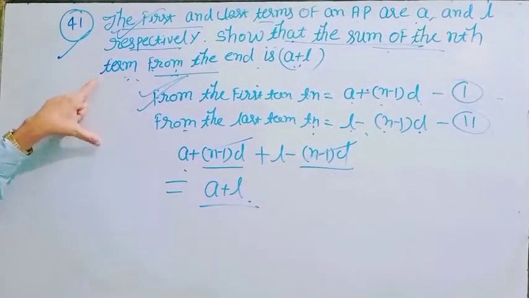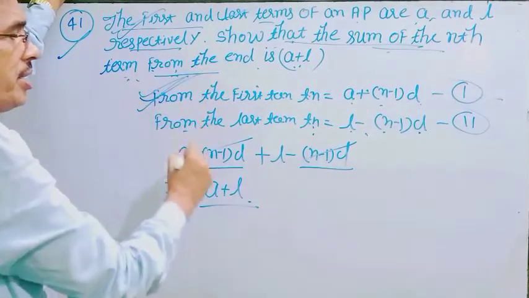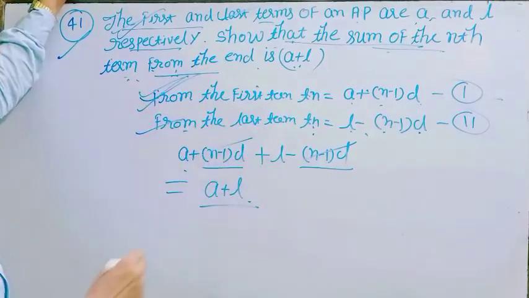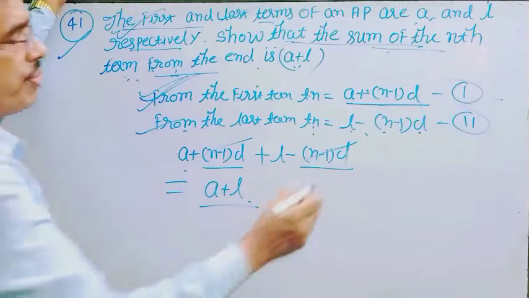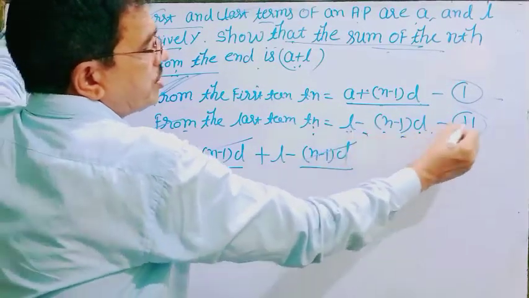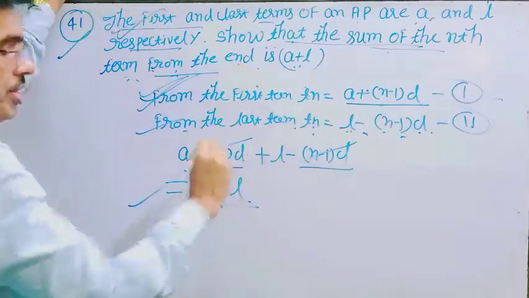So student, in these questions you only write the formula from the beginning and from the last of the AP. From the beginning, the formula is A plus (n minus 1) into D, and from the last of the AP it is L minus (n minus 1) into D, and when we take their sum, we get A plus L. So it is your solution.